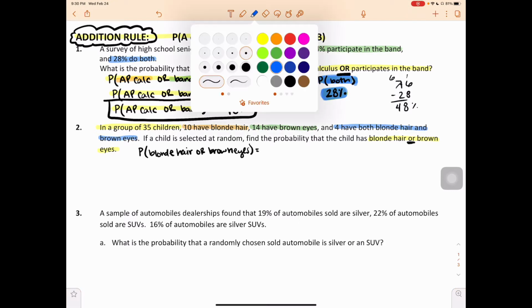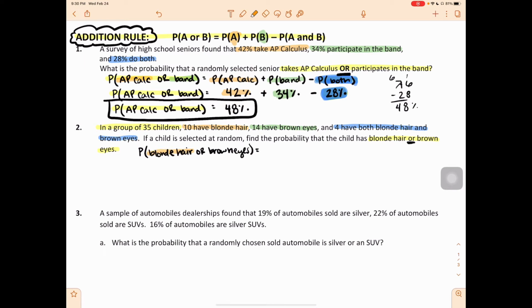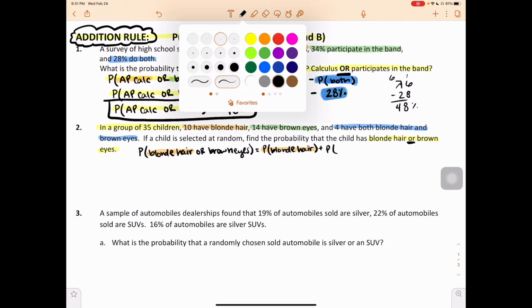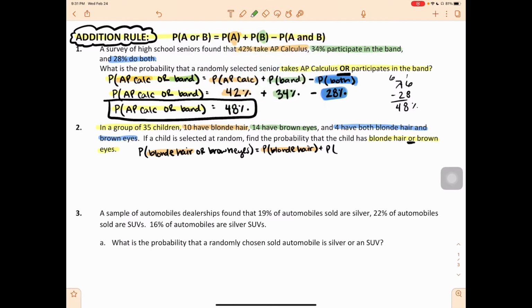So let's do the same thing here. The probability of the event A, which is blonde hair. So I'm just going to write right here, the probability of a student from that group having blonde hair if I select a random one, plus the probability of event B, which in this case is a student having brown eyes, minus the probability of them having both blonde hair and brown eyes.